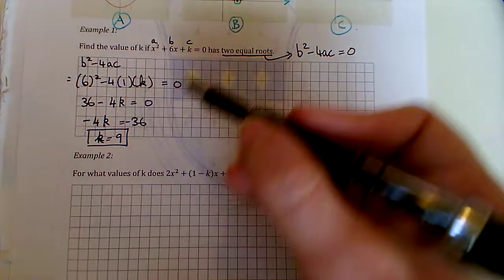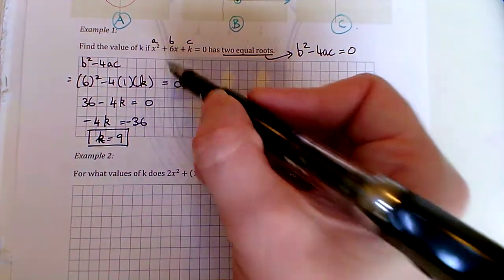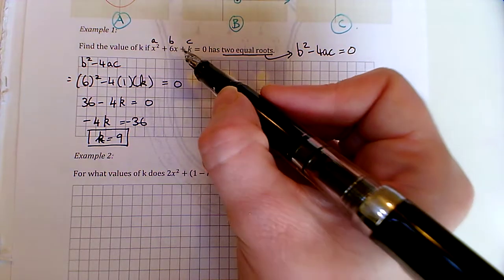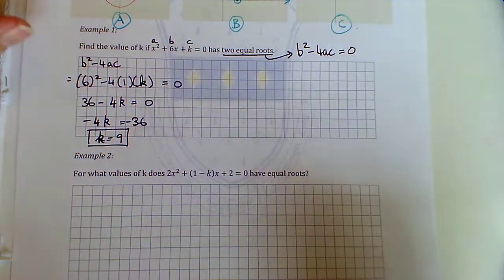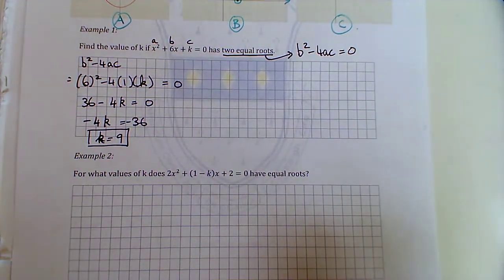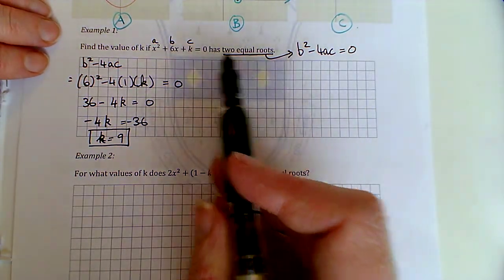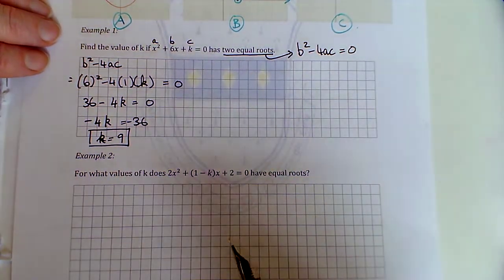And you could check that. You could put in the 9 there, and then when you solve this by factorizing or by the minus b formula, you'll get x plus 3 by x plus 3 as our factors. So x is equal to minus 3 is the one value there. They didn't ask us to find the roots. They only asked us to find k, so we don't need to go any further.